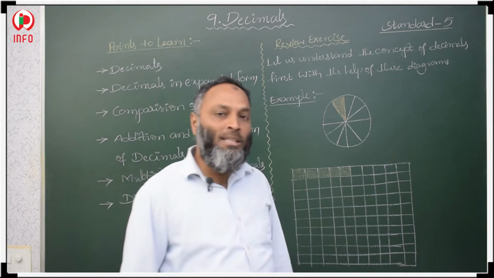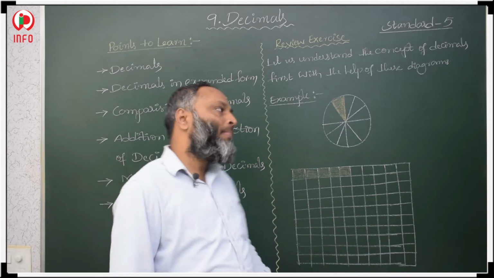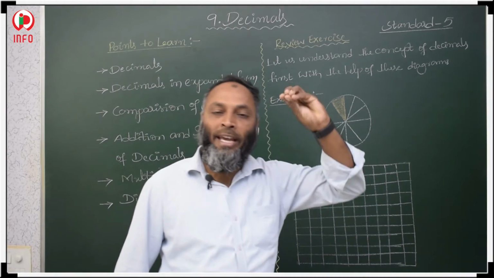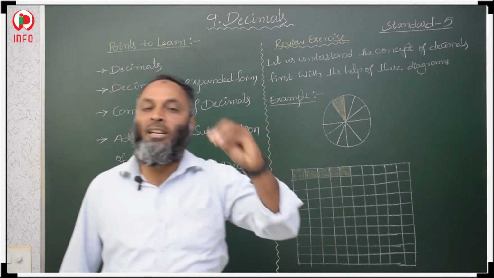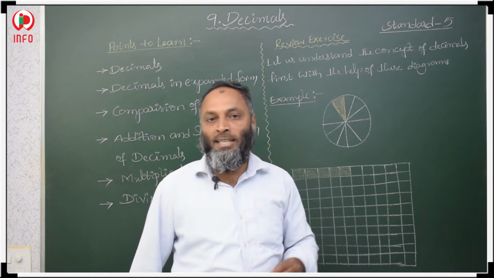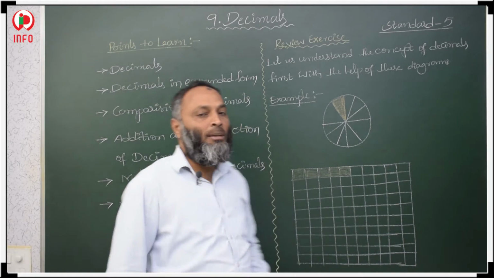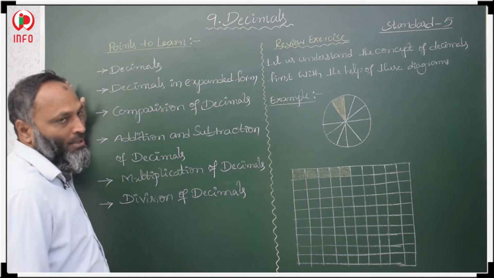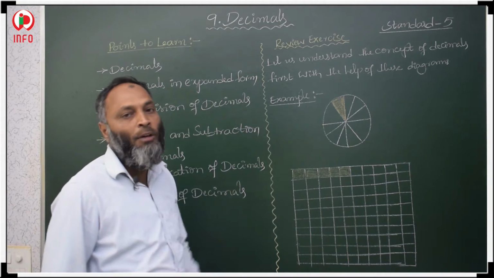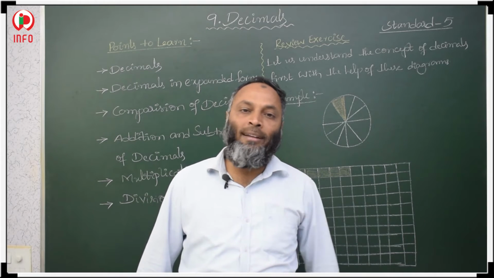Okay. So see here, what are the concepts we are going to discuss in this chapter? The first concept is decimals. What is actually a decimal number? That definition with examples we are going to discuss. We are going to learn about the concept of decimal numbers. Then after that, decimal numbers in expanded form. How to write decimal numbers in expanded form? Okay, this is our second concept.